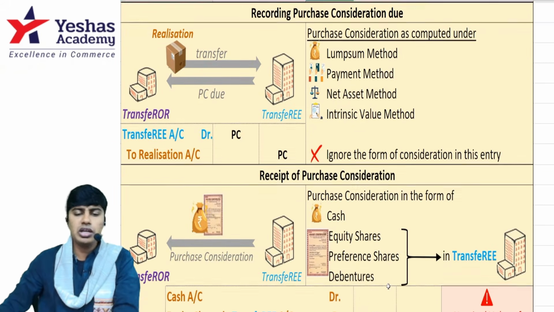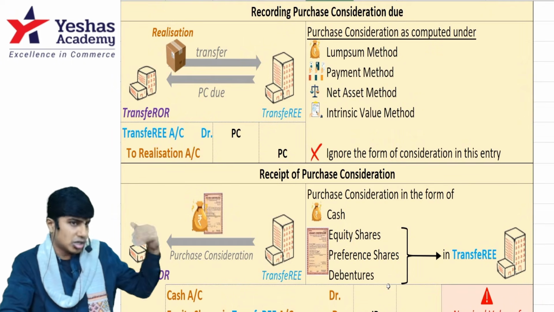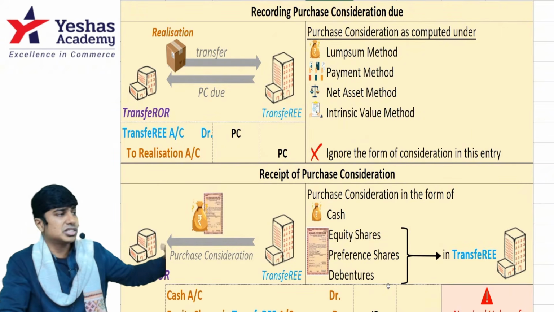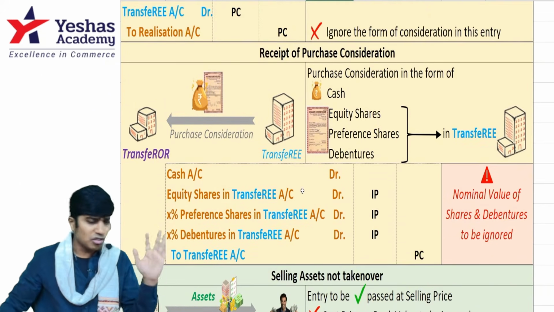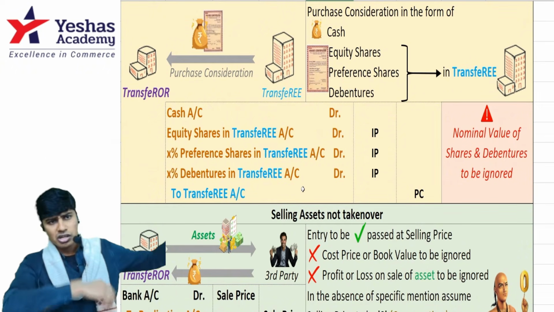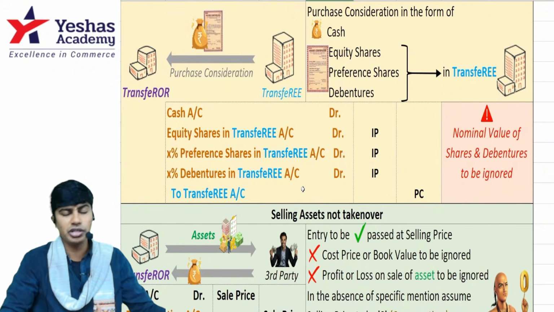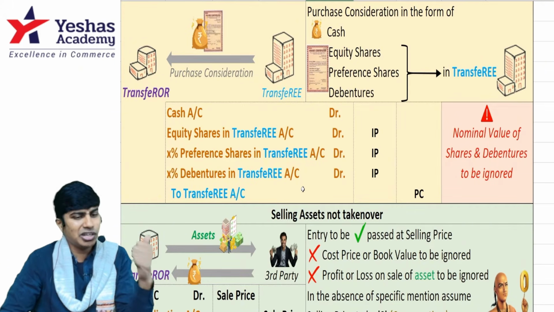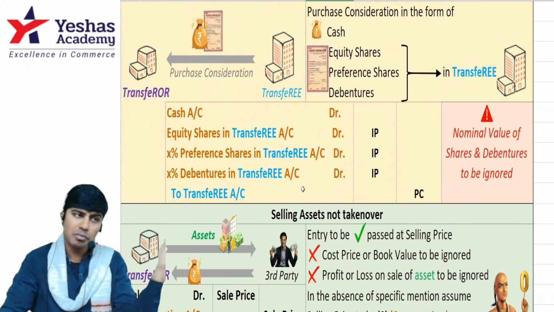After this, you will give that box of realization to your transferee. You're supposed to collect money from them. Realization account credit. And you will debit the transferee company. Transferee company account debit to realization. This is the purchase consideration due entry. After this, you will receive PC from them. Whatever form you receive, cash, equity shares in transferee, preference shares in transferee, debentures in transferee, debit all that, credit transferee company account. The entry is cash debit, equity shares in transferee, preference shares in transferee, debentures in transferee debit, to transferee company account. PC is received.